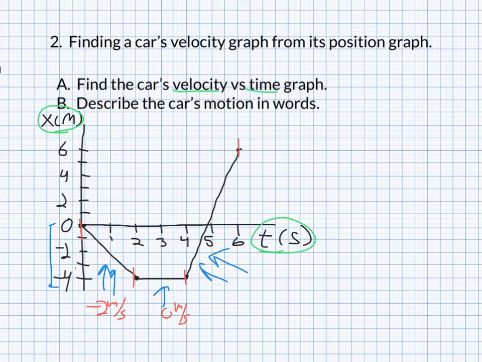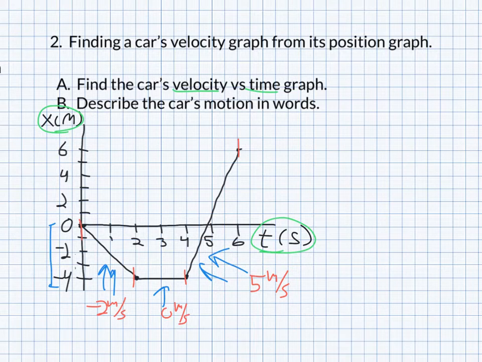For the last interval, it starts at negative 4 and goes all the way to positive 6. Big jump there, right? That's a jump of 10. So it changes its position by 10 meters over 2 seconds. So 10 meters per 2 seconds, well, that would be a 5 meters per second for this last interval. And that should be enough for me to draw my new graph.